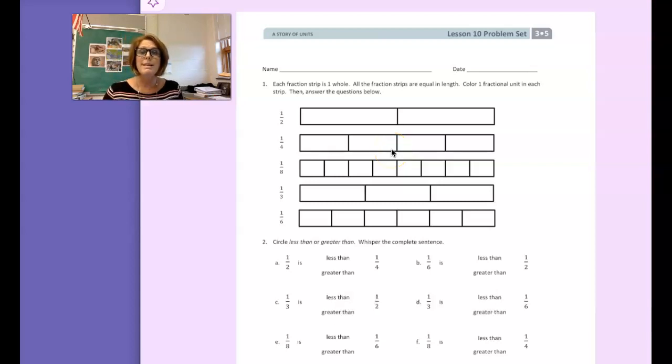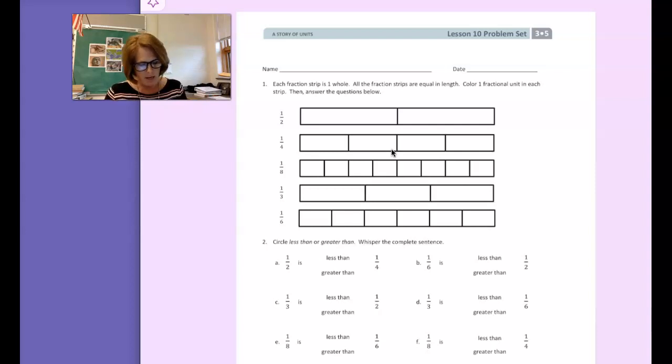Hi, boys and girls. This is lesson 10 problem set, and we are beginning to work on comparing fractions by using some fraction strips. Fraction strips are just rectangles that we divide into unit fractional parts.